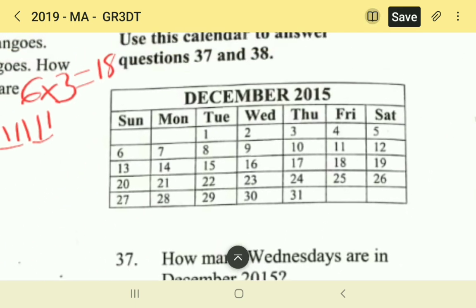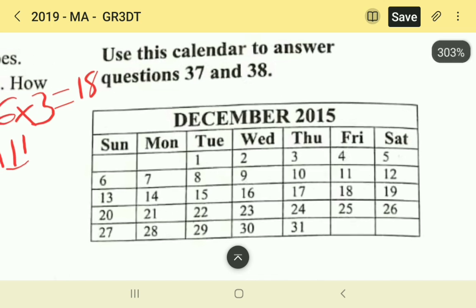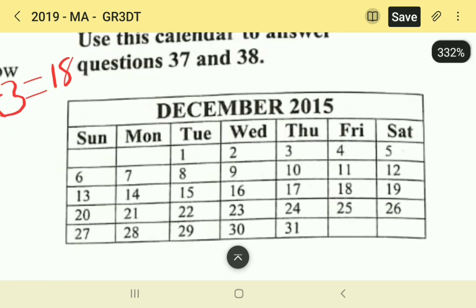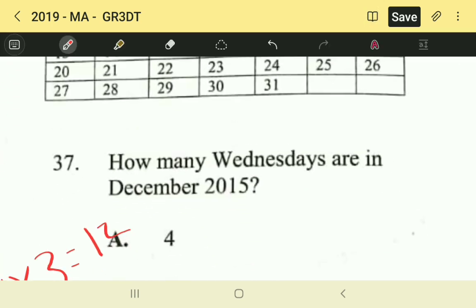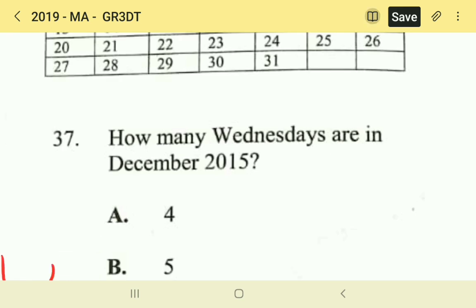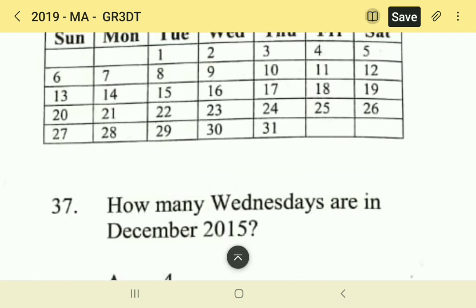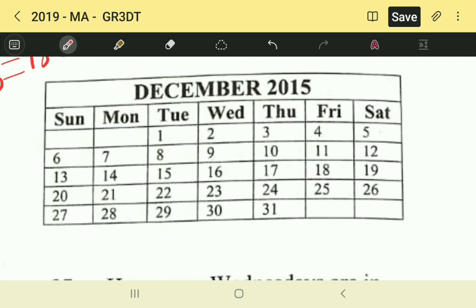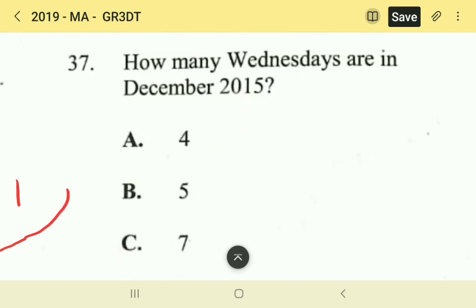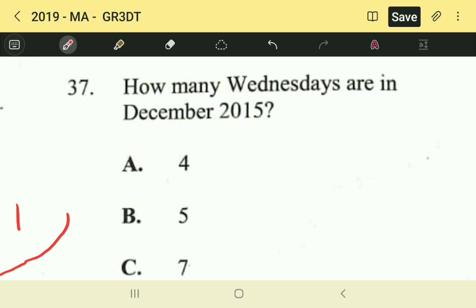December 2015. It seems every paper will come with a calendar month. December 2015. Let's see what they want. 37. Let's erase this section. All right. 37 says, how many Wednesdays are in December 2015? Let's find Wednesday. Wednesday. 1, 2, 3, 4, 5. There are 5 of them. 5 is at, shout it out a little louder, man. Tear off the roof. B.